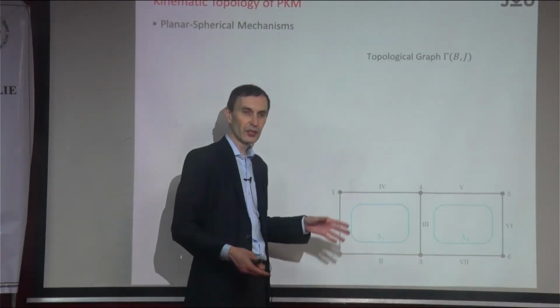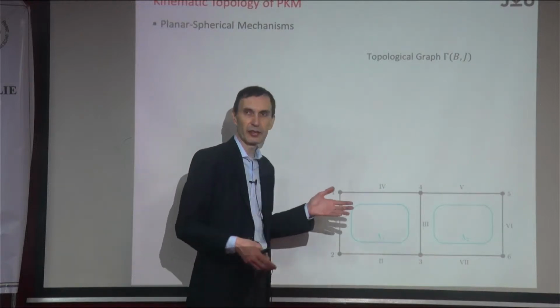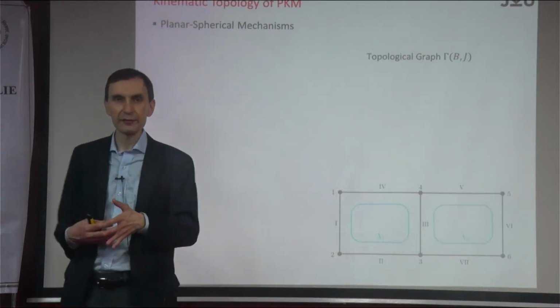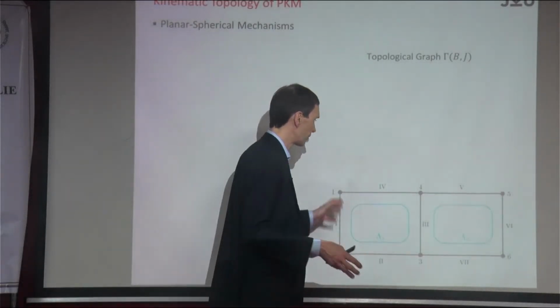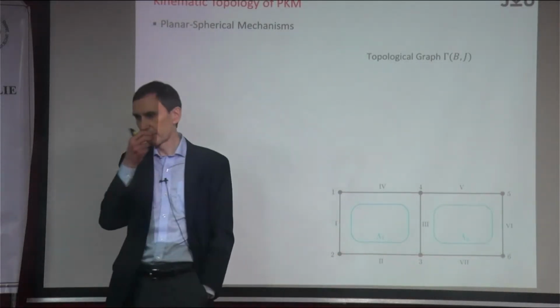Now we see that there are loops in the graph. The question is, how many loops do we have? Well, you see probably 2, right? I call them lambda 1, lambda 2. Some people call them differently. It doesn't matter.